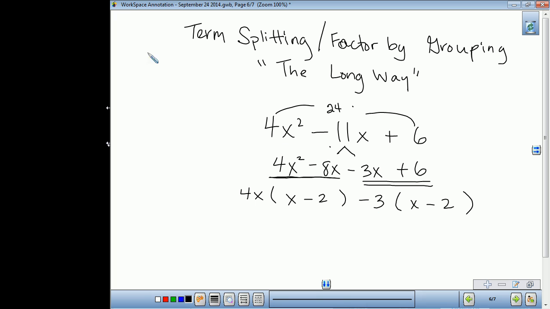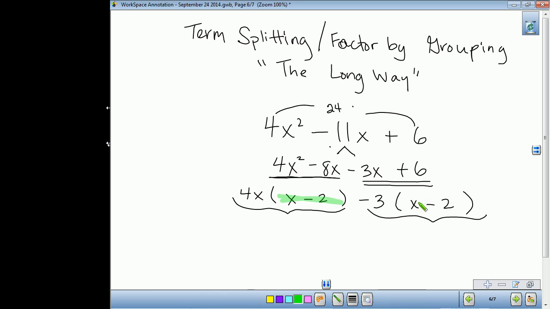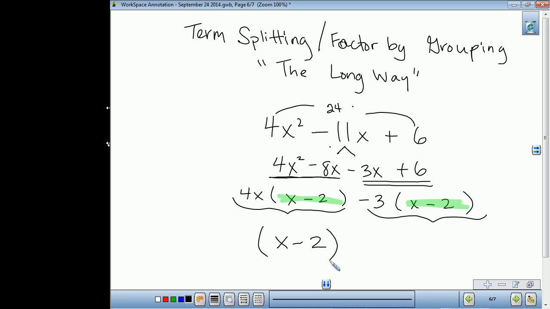Negative 3. Now, in terms of factoring, we have two terms written right now. Do you see that both of these terms have an x minus 2 in common? So I can pull out the x minus 2 because that's the GCF of these two terms. And when I pull out the GCF, what am I left with? 4x minus 3. And it's factored.